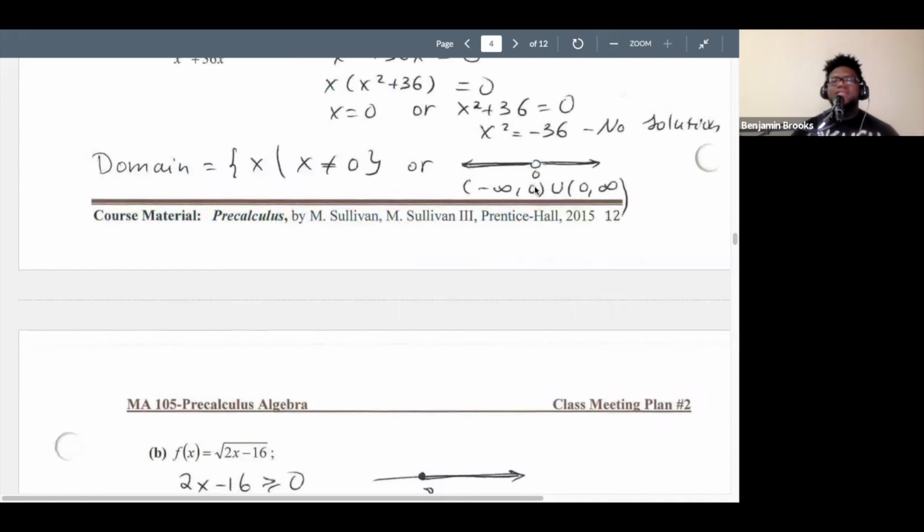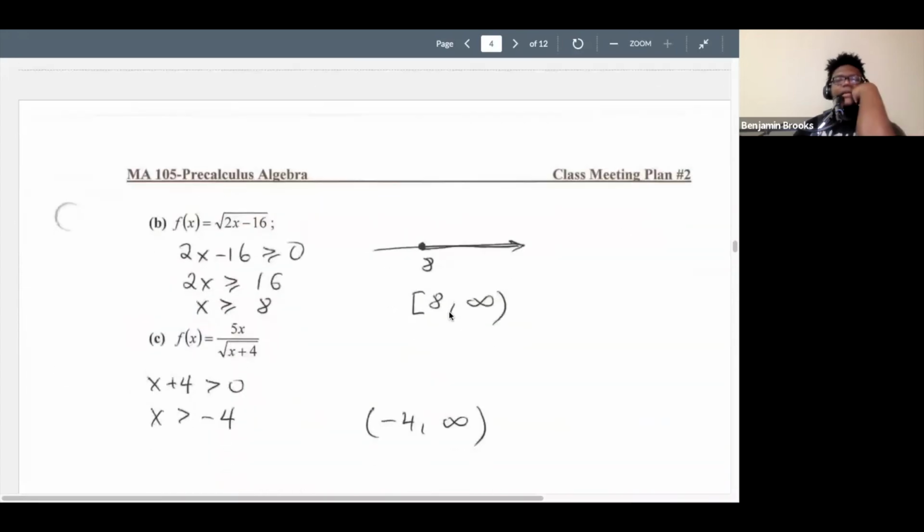All right. If I wanted to include 0, I would use a bracket. So I'm going to exclude it with the parentheses, and I'm going to say union, which means and, basically, 0, parentheses, to infinity and beyond.